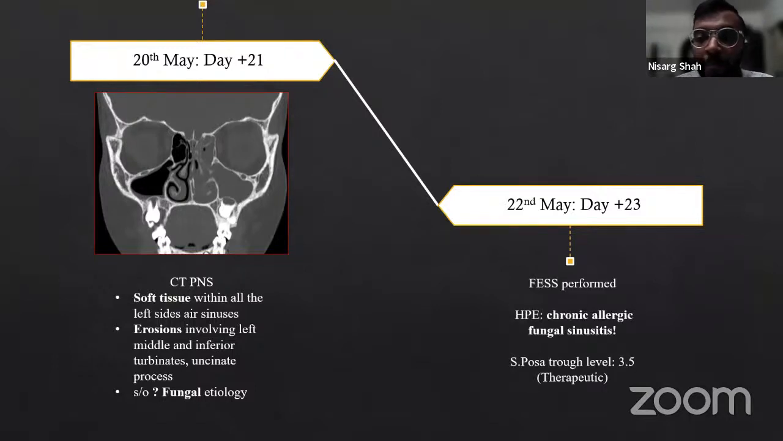On day +23, ENT surgeons got ready and performed FESS, but the histopathology of this FESS tissue showed chronic allergic fungal sinusitis. But fortunately, by this time, the serum posaconazole trough level reached the therapeutic range. Even, I would say, supratherapeutic: the level was 3.5.